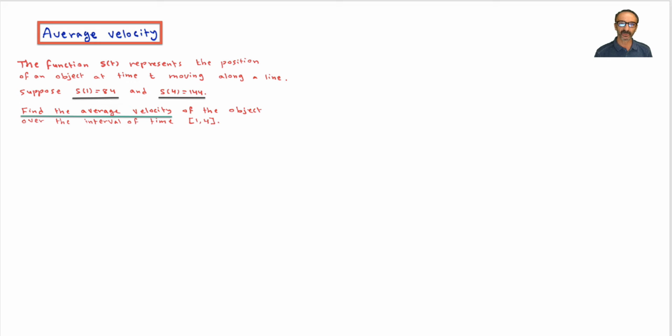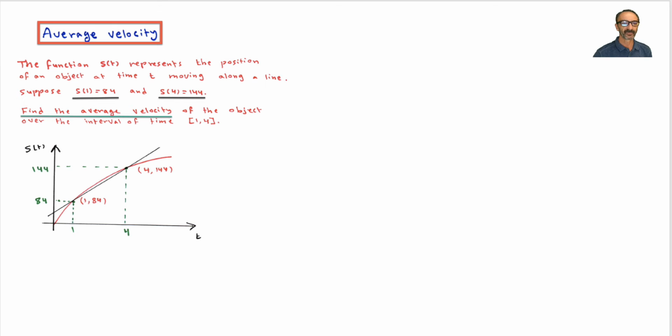In lower math we call it x and y, x1, y1, x2, y2, and you know how to find delta y over delta x, which we call slope. That's pretty much the same thing here. So average velocity is the slope.